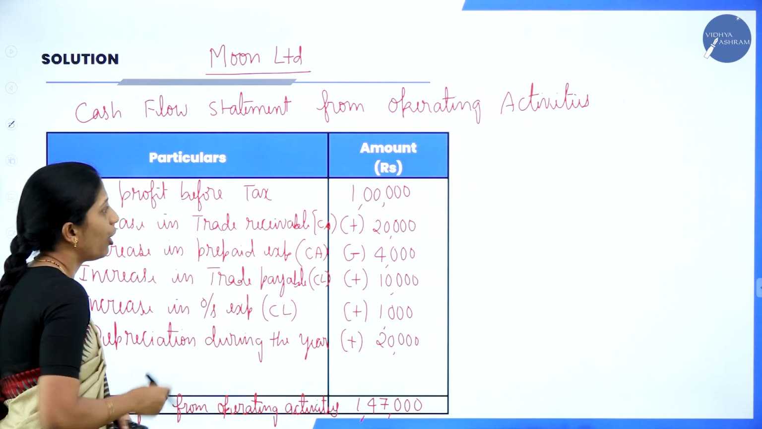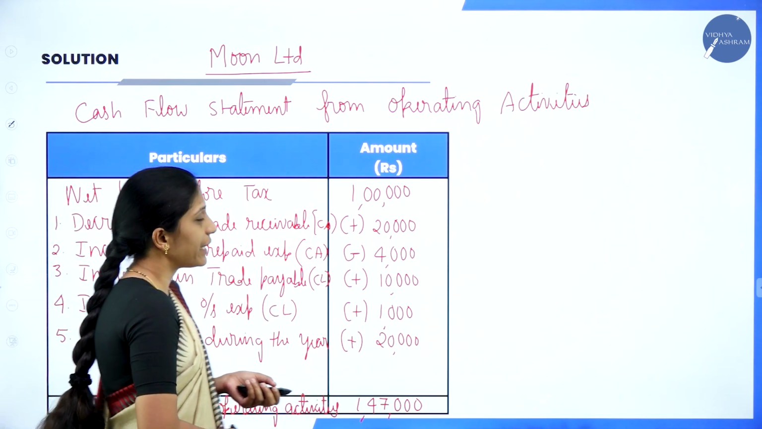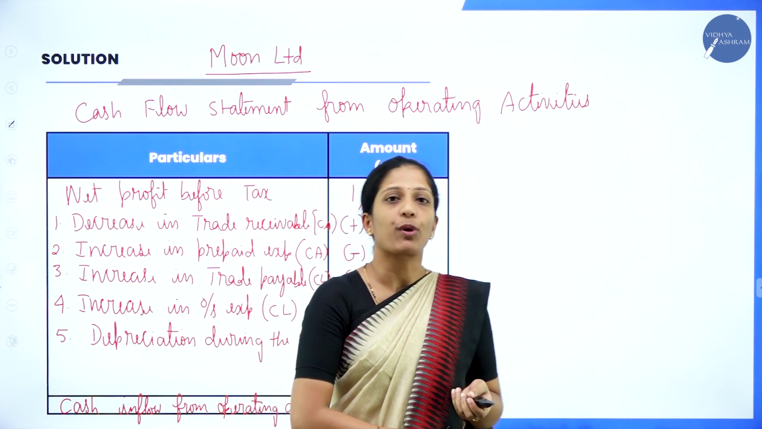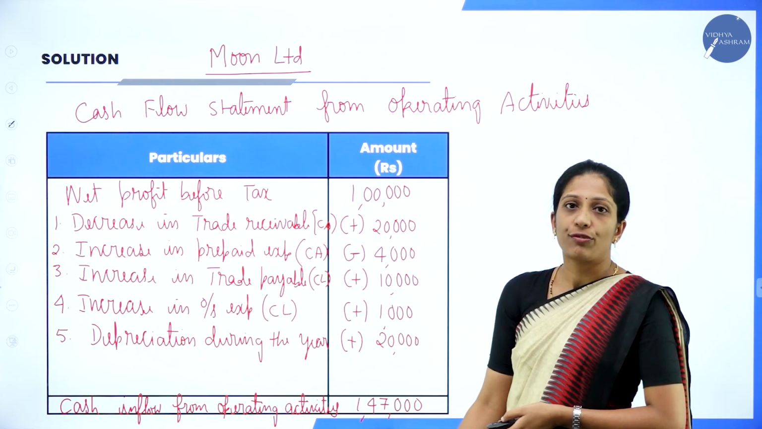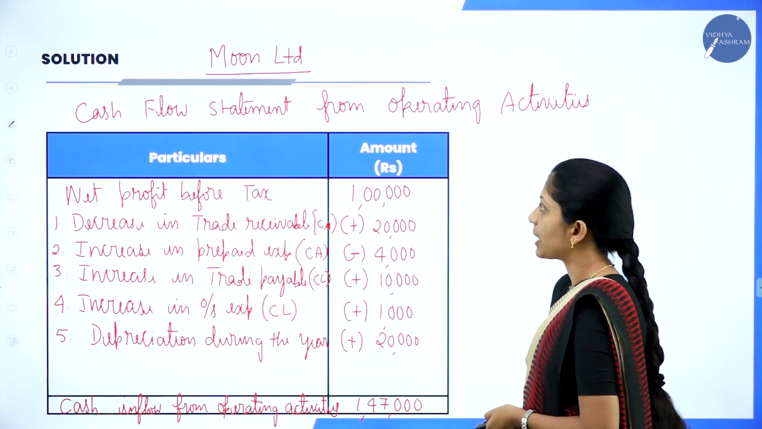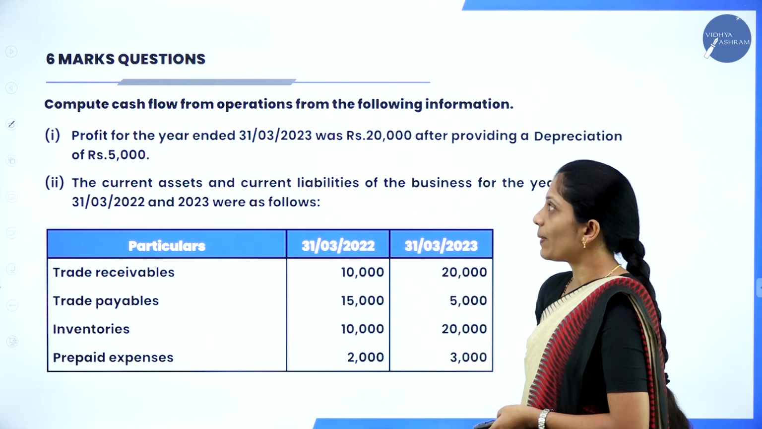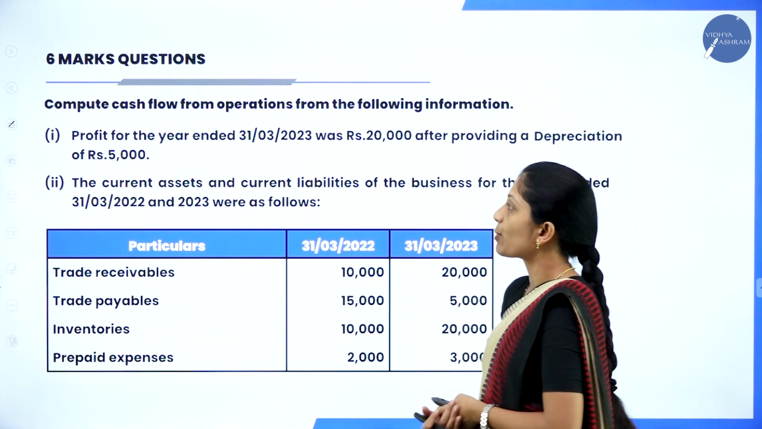Cash inflow from operating activities. So hope you are clear. This is also a question paper problem where you can easily solve. So this is about your cash flow statement from operating activities. Now moving on to the next one. This is also a 6 marks problem.